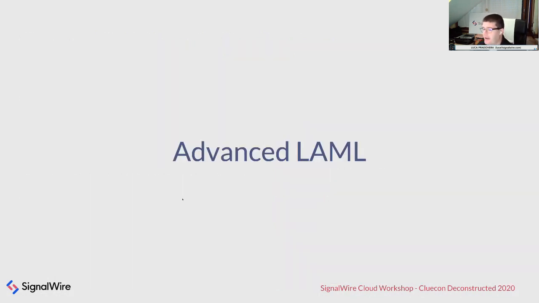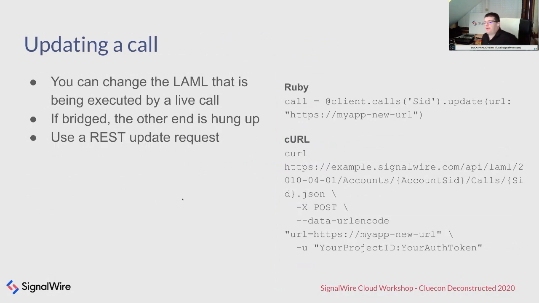So updating a call. This is very, very important and interesting. If you're running a call that is happening right now, talking to someone else, you can use a REST update request to change the URL on the call, effectively making it so that the call is now executing a different URL. So remember, a URL means a LAML generating URL, whether it's a LAML bin or your own server.